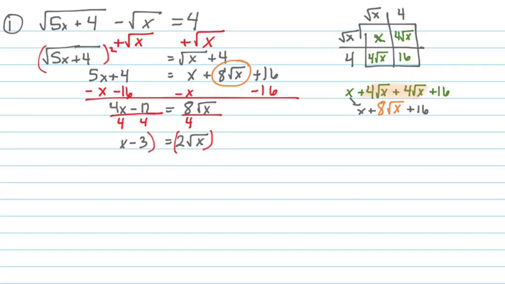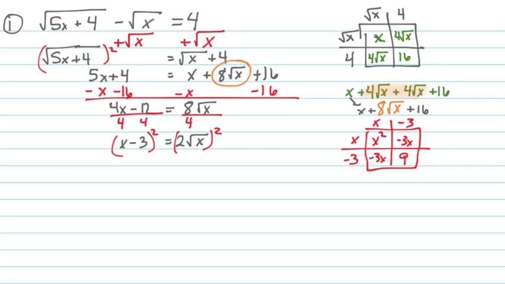Now I'm going to square both sides. If you need it, you can go over here and use the box for x minus 3 times x minus 3. This is x squared, negative 3x, negative 3x, 9. And so I have x squared minus 6x plus 9 is equal to, we have to square both pieces, so the 2 gets squared as well as the square root of x. So that's going to be 4 times square root of x times square root of x, which is just x. Now I need to move that over. And I have x squared minus 10x plus 9 equals 0.